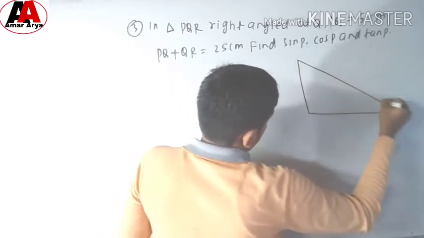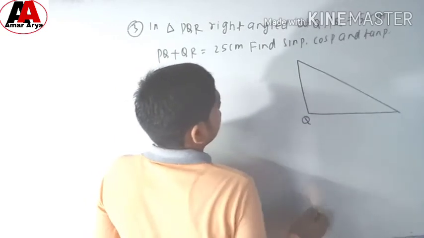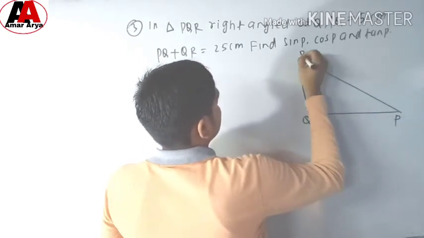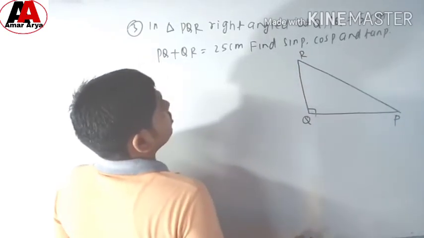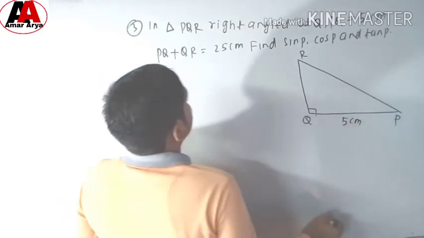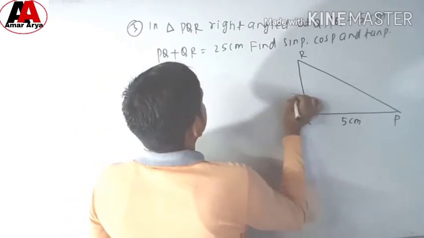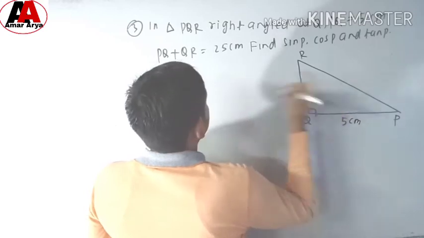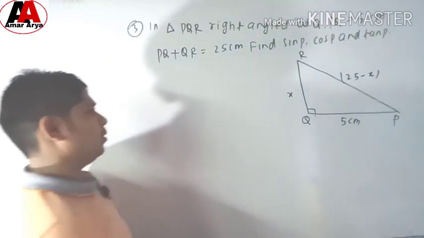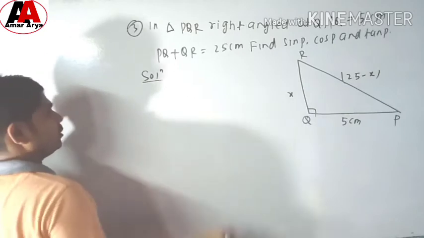Q is the right angle, so here is Q, here is P, and here is R. You can see the value of PQ is 5 centimeter, and PR plus QR equals 25. So we take QR as x, so PR will become 25 minus x. Now you can apply the Pythagoras theorem, and you will get the desired value of x.